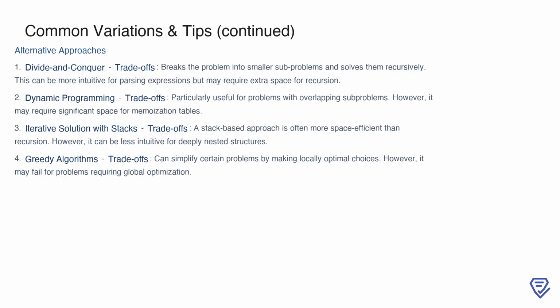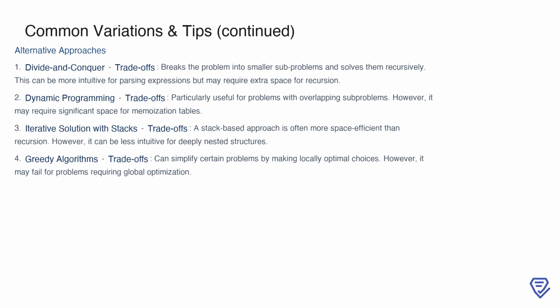There are also alternative approaches to consider for problems like this. The divide and conquer method, for example, breaks the problem into smaller subproblems and solves them recursively. This approach can be intuitive for parsing expressions, but it may require additional space due to recursion. Dynamic programming is another option, particularly useful when the problem involves overlapping subproblems. However, the trade-off here is that it often demands significant space for memoization tables.